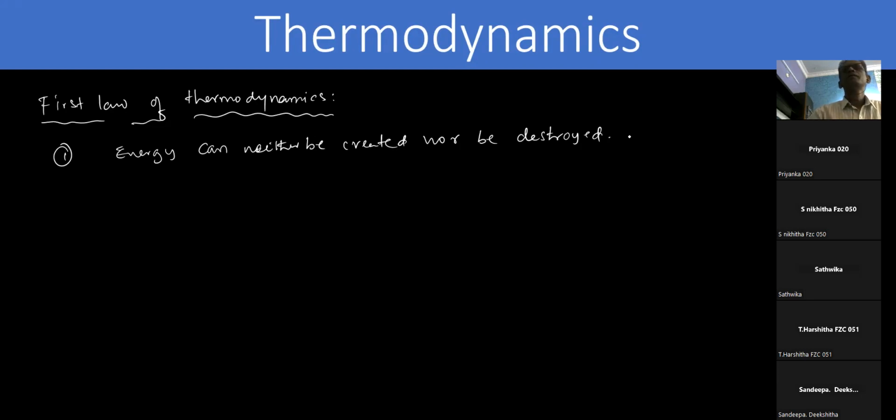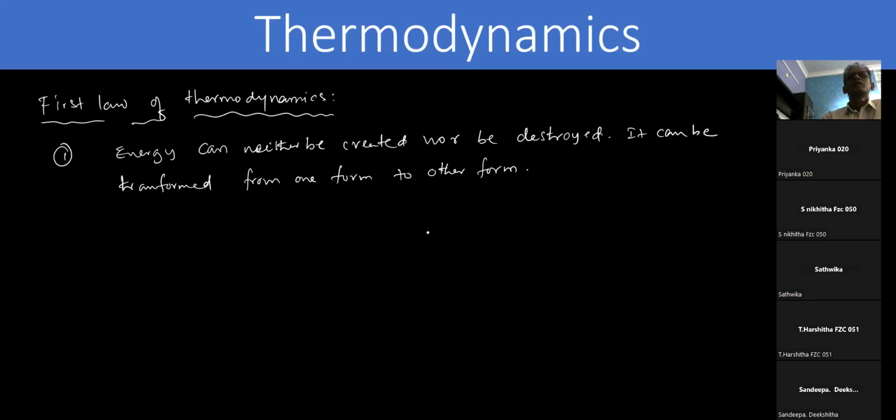It can be transformed from one form to other form. That's all. There is no disappearance. There is no new energy created. But it can be transformed from one form to another form. This is the first definition of the first law of thermodynamics, which is very, very important.